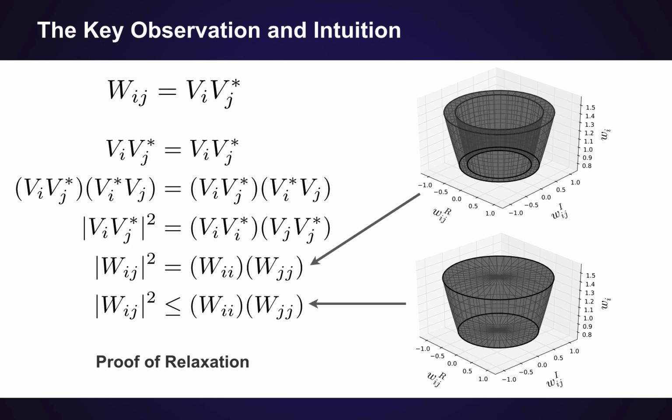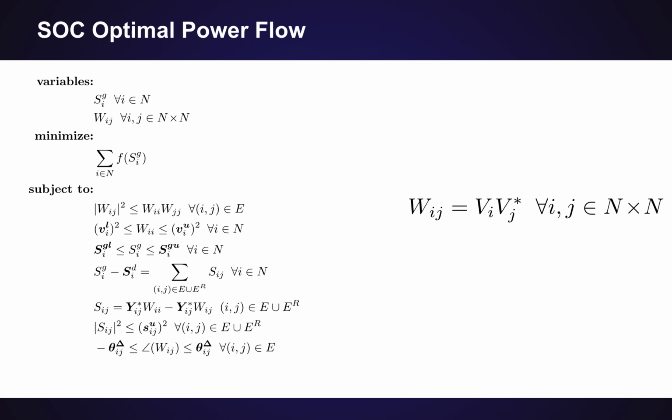Okay, so now if we go back to our full problem, what we had originally was this optimal power flow, AC optimal power flow problem, where we had this equality constraint for the W variables as our first constraint. You see now here we have replaced that with the inequality we derived on the last slide. And that is really now a relaxation. Because we have replaced this constraint by this weaker constraint, we have increased the feasible space of our optimization problem, which means we have a relaxation.